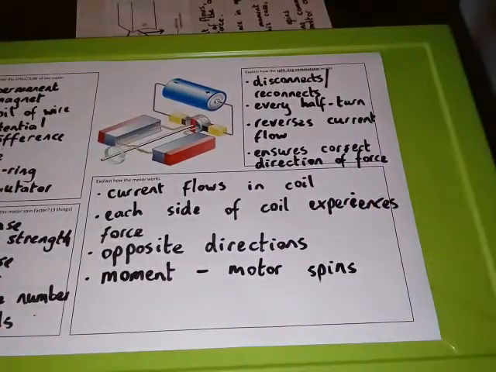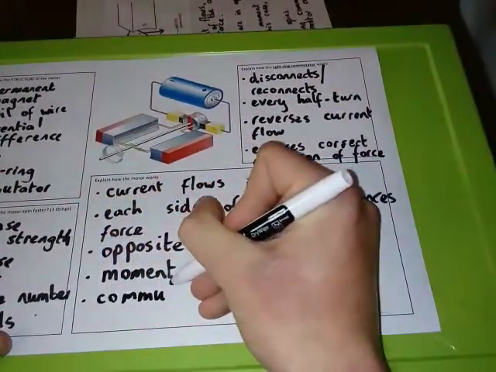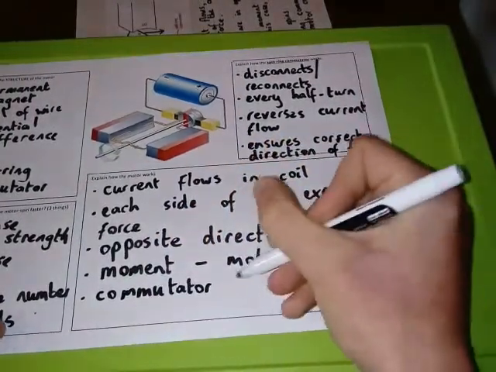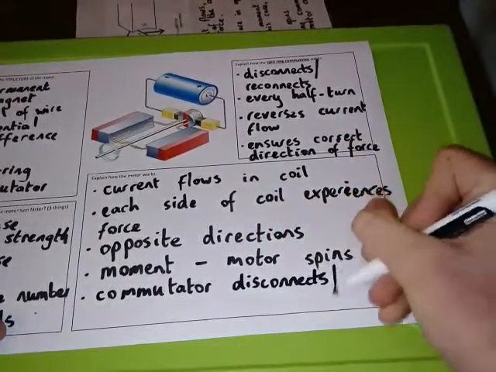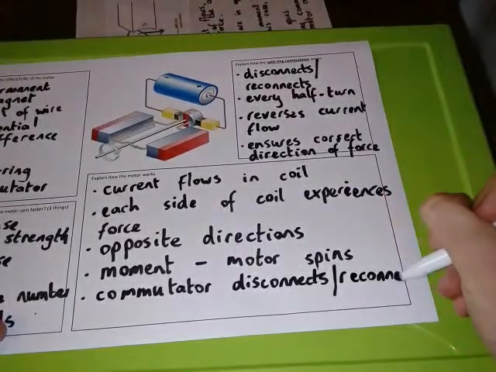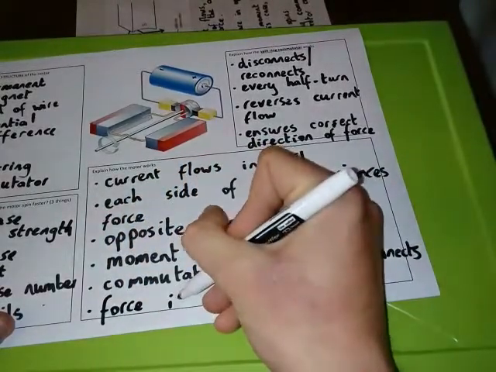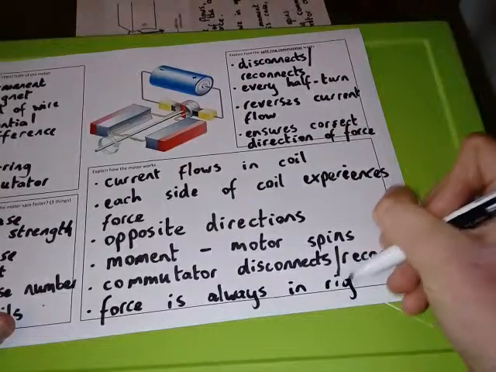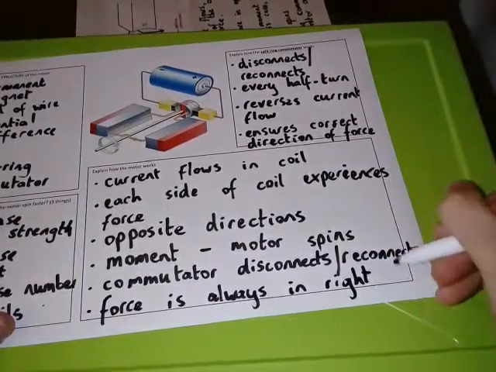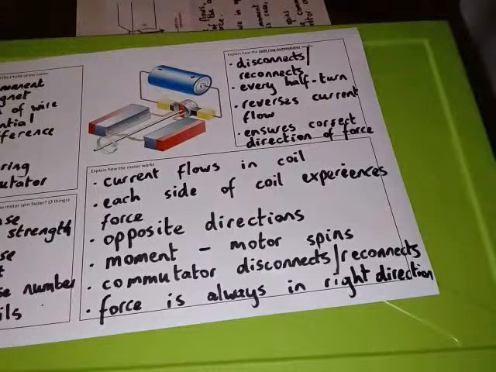And then the very best answers have to reference the role of the commutator. So the commutator, and again, we can say about how it disconnects and reconnects. But what that ensures is that the force is always in the right direction. So as long as you have most elements of that, then again, I think you've done a good answer there.